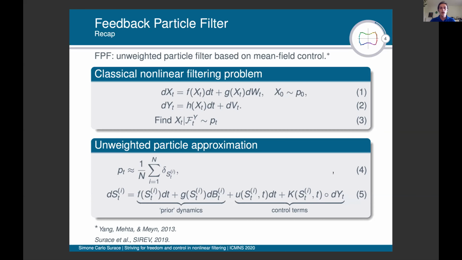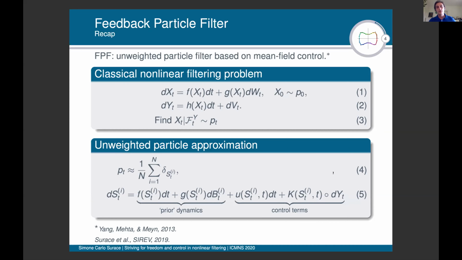particle filters based on weights or on importance sampling may behave quite poorly in high dimensional problems, because essentially importance sampling behaves poorly in high dimensions. And unweighted particle filters are thought to mitigate this issue. And the feedback particle filter is one such approach, which is based on mean field control and has been originally formulated for the classical nonlinear filtering problem in continuous time, but has since been extended to various other models.